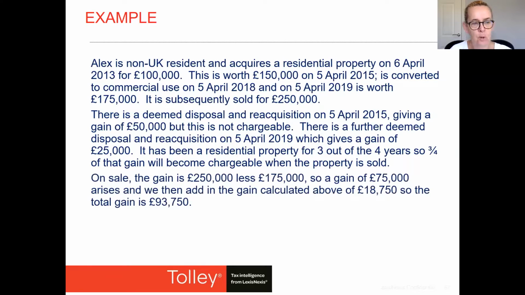So it's then sold for £250,000. We deduct the 2019 value, meaning that we have a gain of £75,000 just since April 2019. But then in addition to that, we add in 75% of the £25,000, which gives us a total gain of £93,750.